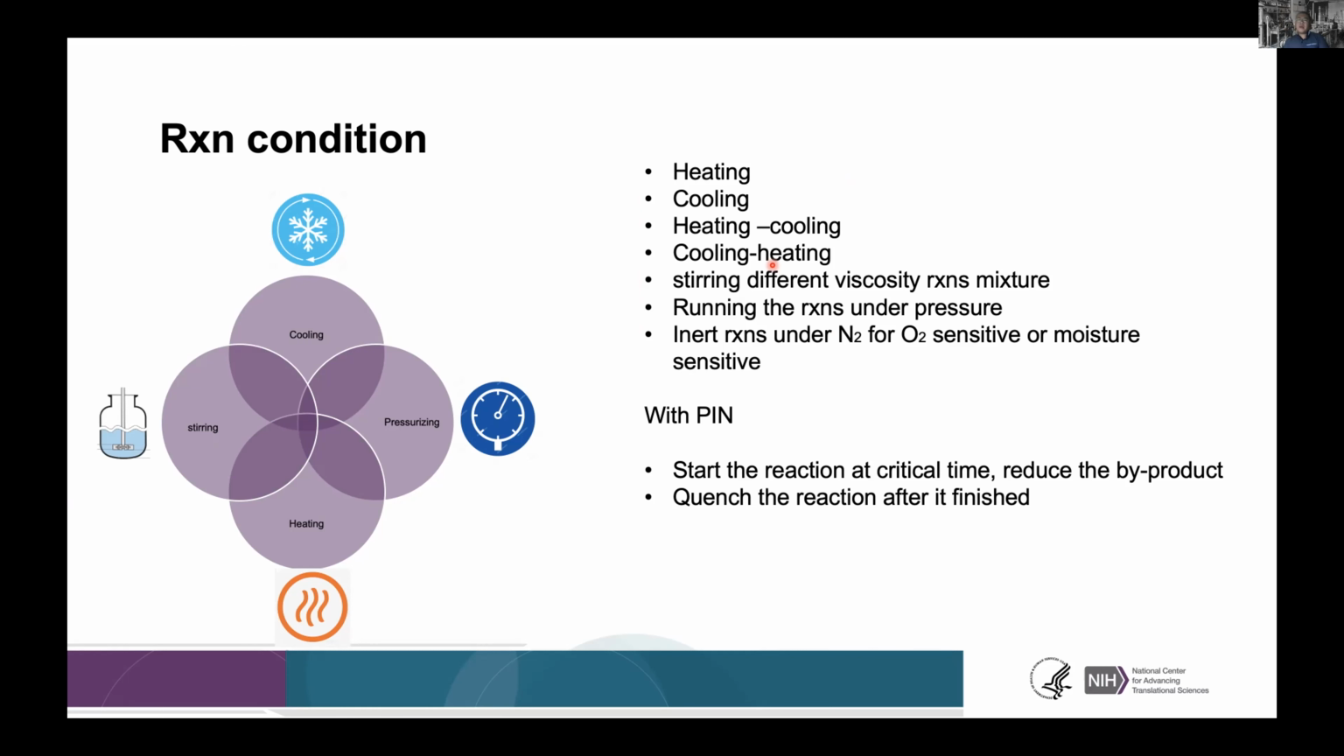And by using the pin, we can start the reaction at any critical time to reduce this byproduct, or we can set up the reaction kits. We don't necessarily have to run the reaction at the moment we assemble the reaction. We can leave the kits over there for a certain time until we want to run the reaction. Also with the pin, we can quench the reaction after it's finished.